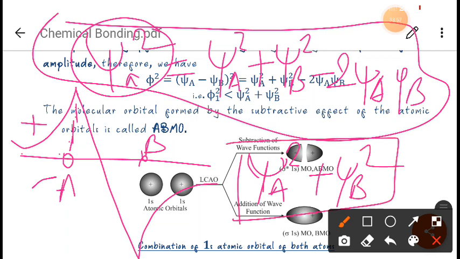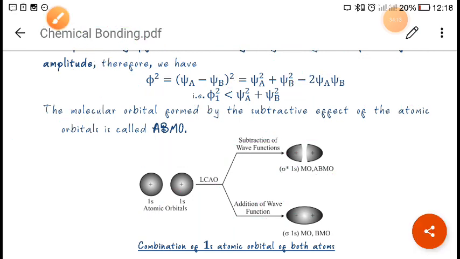Okay, which is what we can say, which is less than the sum of the charge density of these two isolated atoms by the term of 2 psi a and psi b, right? So I hope you are understanding this. So this implies that the charge density between the combining atom in a molecular orbital is less than it would be between the uncombined atom.